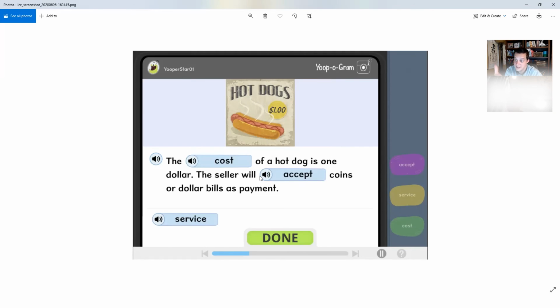The seller will accept coins. So if you don't have the $1, you can also use coins to make $1. So you can use the paper money or you can use the coins to pay for a hot dog. Do you like to eat hot dogs? Yes. Yeah. Hot dogs are good.